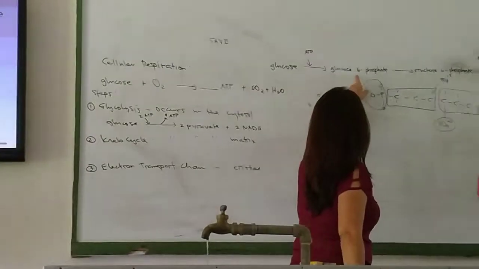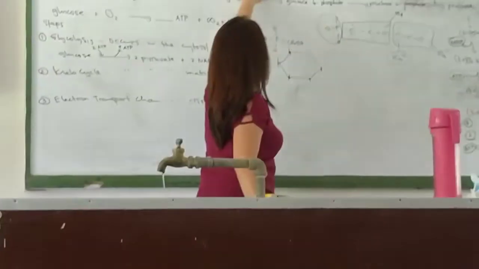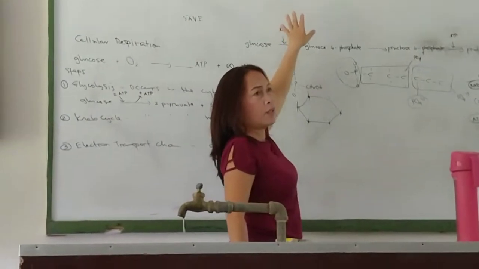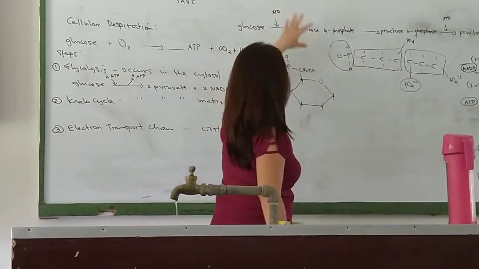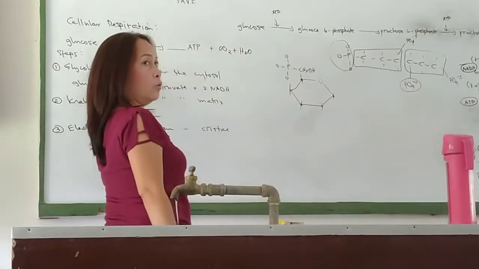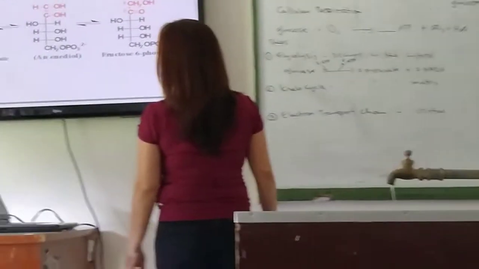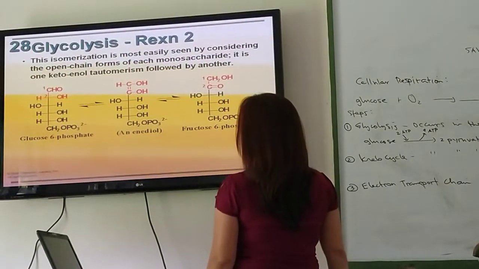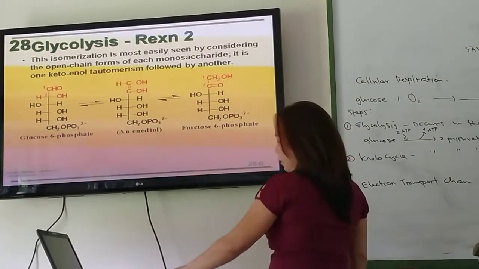So you have here. Now here there is another. So how many ATPs were added in step 1? Reaction 1. One more. Okay. So remember, two is what needs to be added. Okay. So you have here the isomerization from glucose 6-phosphate to fructose 6-phosphate. Okay.